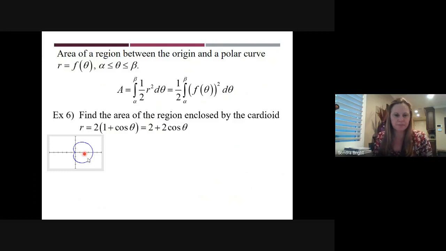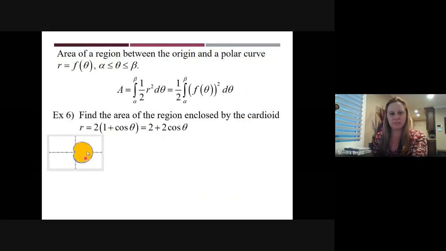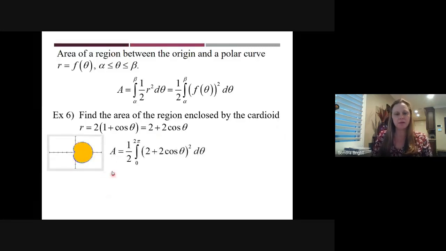So here's a picture. You've got a point at the origin, 4 units to the right put a dot, 2 units up put a dot, down 2 put a dot, and then you create this nice curvy cardioid. And we want the area of the region enclosed by this. So we want the area of the entire inside of this cardioid. And so we're using this formula here. We've got the area is equal to 1/2.